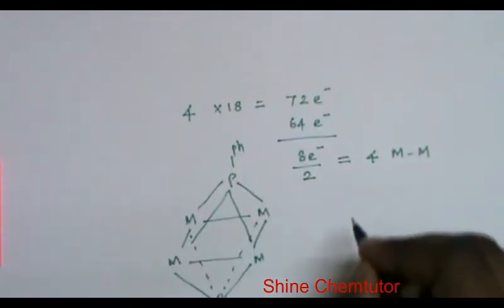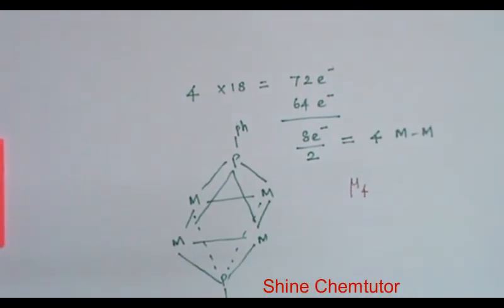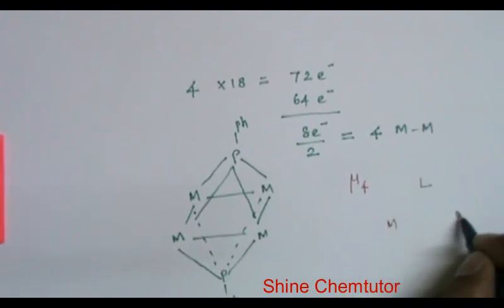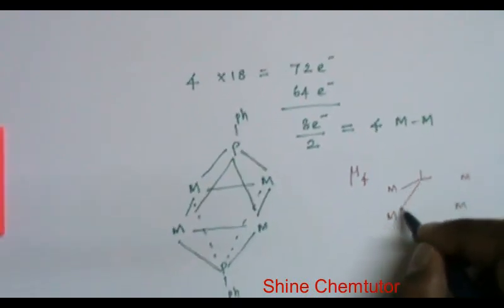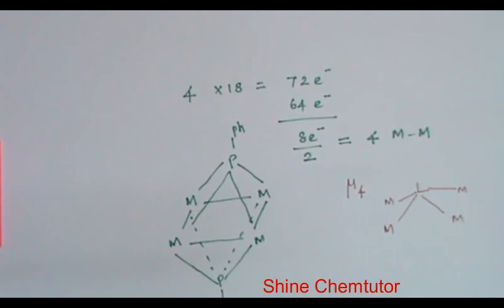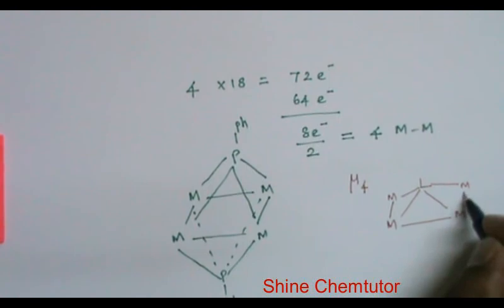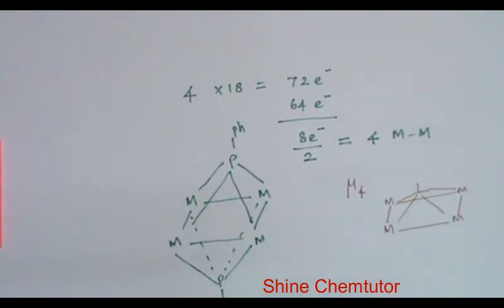That is, when you go for mu4, the ligand is attached with 4 metals like this. It is possible only when all the 4 metal atoms are in the same plane. So when I go for the same plane, I can make only 4 metal-metal bonds.